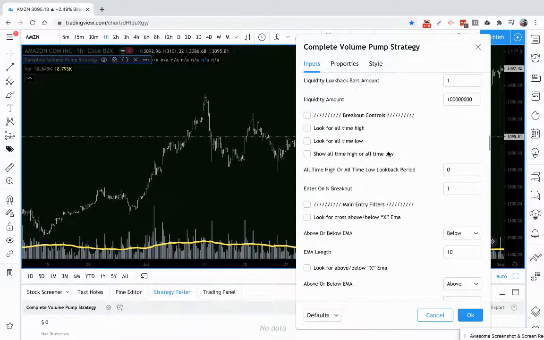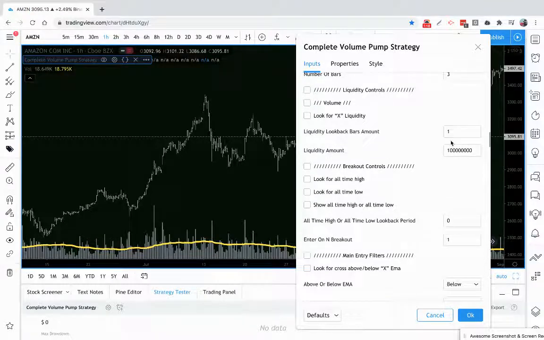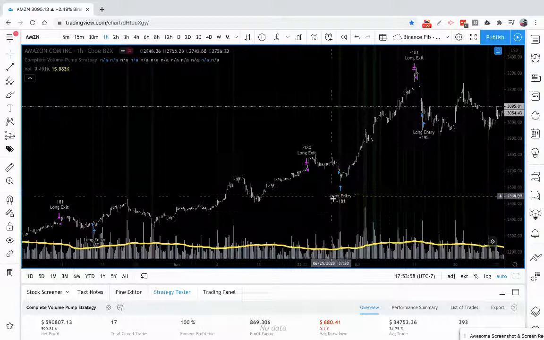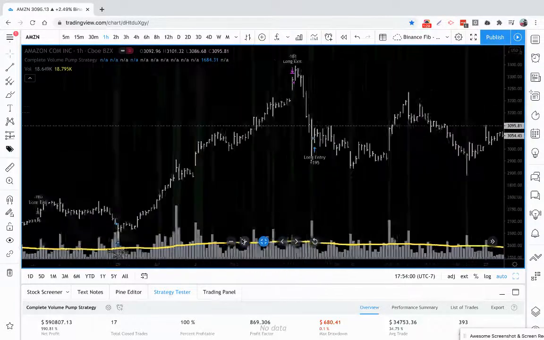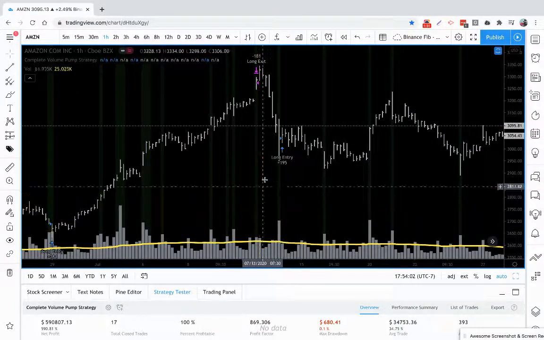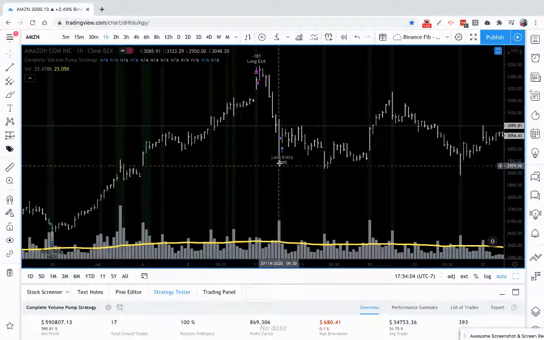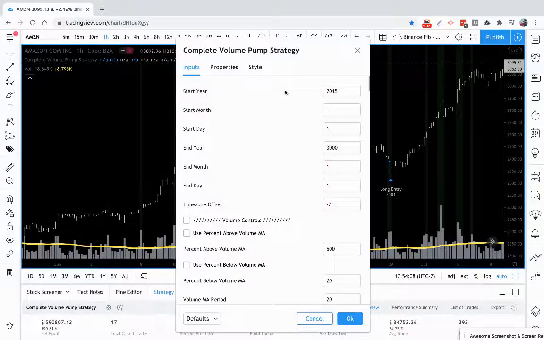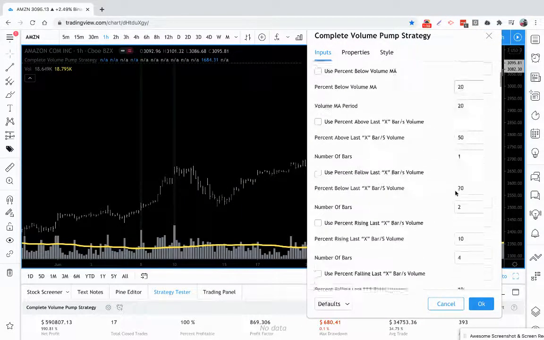So let me go to that real quick. I already have that preset here. I have 100 million in one bar. And here we go. Those conditions were met. And we had entries on those specific bars after they closed. So you can look for liquidity. You can change it, of course, per asset.